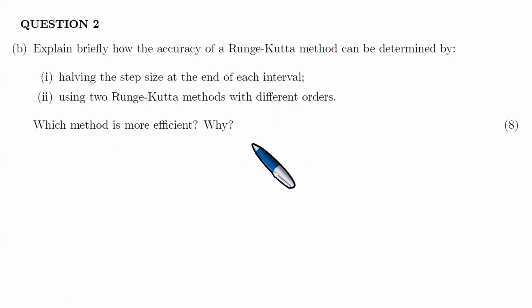Okay, we obviously need to gather 8 marks in this question. And this is the past assessment question. We're trying to make sure we prepare ourselves adequately, but also we look at the kinds of questions you must be able to answer. Explain briefly how the accuracy of a Runge-Kutta method can be determined by halving the step size at the end of each interval, or using 2 Runge-Kutta methods with different orders. So we get the following.